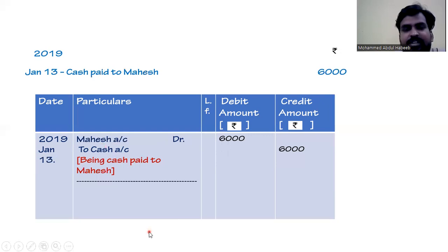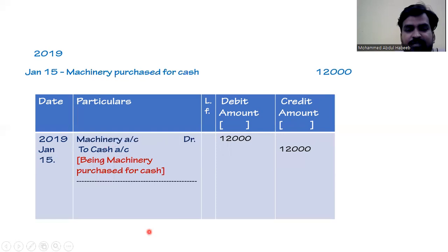Coming to our next transaction, which is on 2019 January 15, machinery purchase for cash 12,000. So here the date will be taken as 2019 January 15. When the business is purchasing machinery for cash, machinery will be coming into the business and cash will be going from the business. So machinery will be debited and cash will be credited. So the journal entry on 2019 January 15 will be machinery account debit 12,000 to cash account 12,000, and the narration will be being machinery purchase for cash.